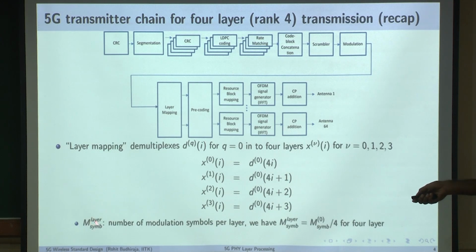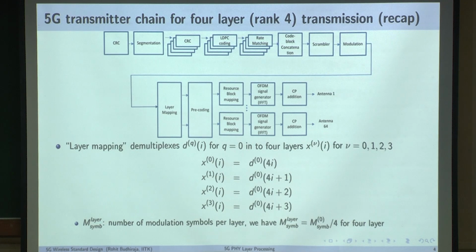And this is some notation: number of layers, number of symbols in each layer. That is of course equal to, in this case, M0 symbol by 4. What is this? The number of symbols in the modulated code word 0, which corresponds to the transfer block 0. This is how it works.